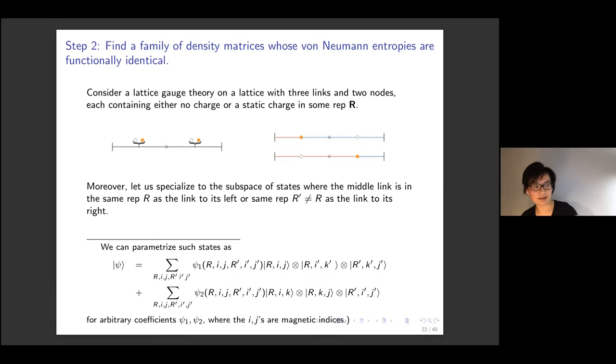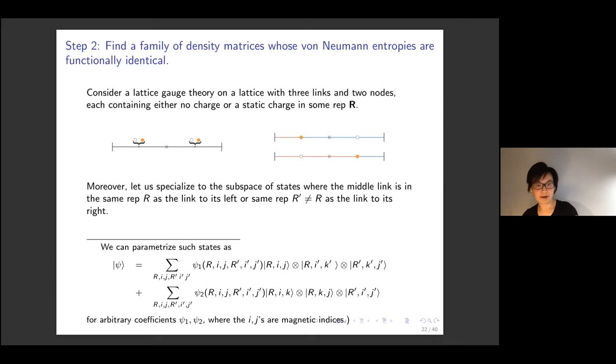And moreover, let's specialize to the subspace of states where the middle link of the lattice is in either the same representation as the link to its left or as the link to its right. So as a side comment, just like in 2D Yang-Mills on S1, links of a lattice gauge theory can be labeled by representations of the gauge group. And 2D Yang-Mills on S1 is sort of like an example of a lattice gauge theory with a single link.